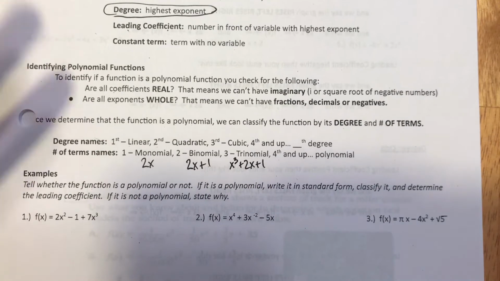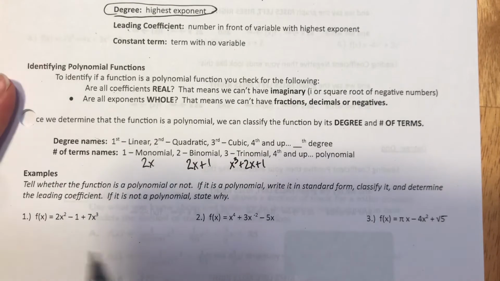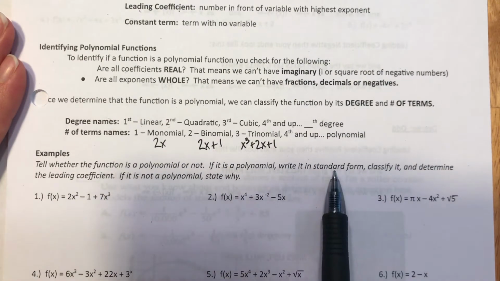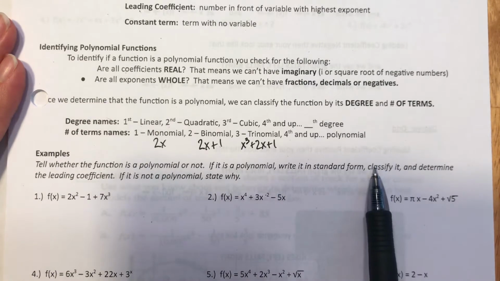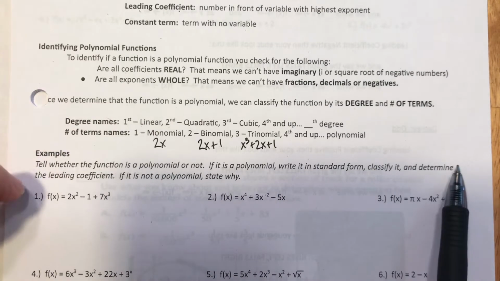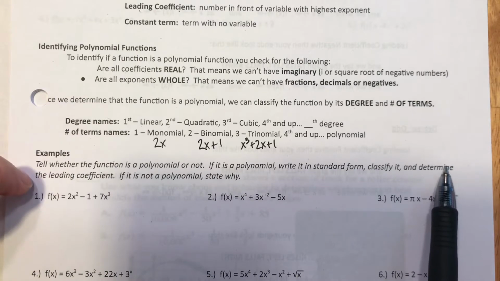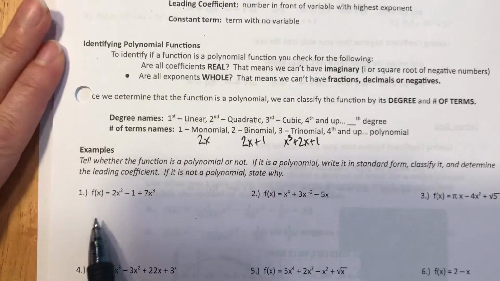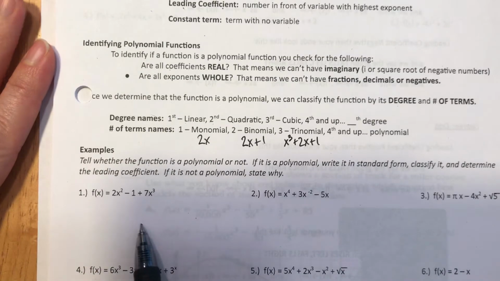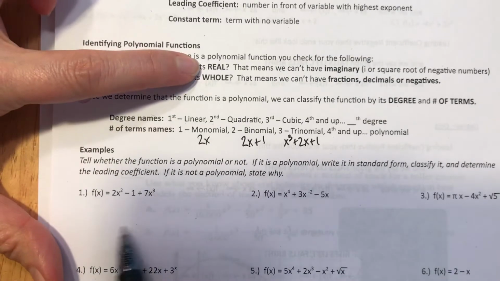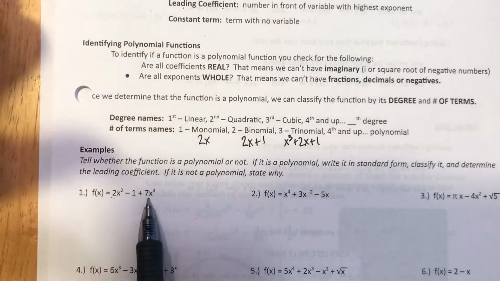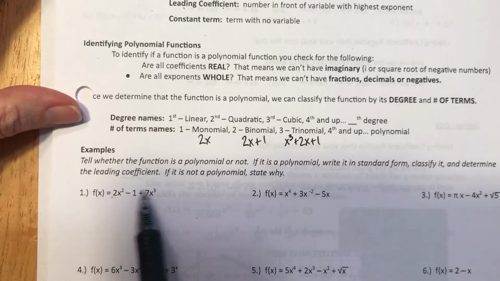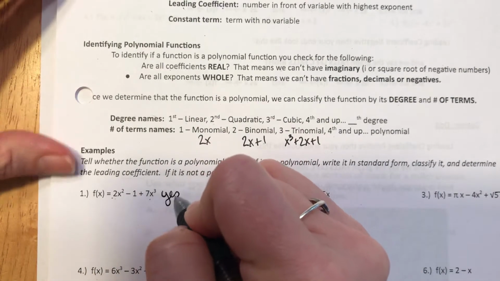All right, so let's do a couple of these guys. We want to first decide if it's a polynomial or not. If it's a polynomial, you're going to write it in standard form, classify it by its degree, and determine its leading coefficient. If it's not a polynomial, we just want you to explain why. So this first guy, is this a polynomial? Are all the coefficients real? Real number, real number, real number? Yes. Are all the exponents whole numbers? No fractions, decimals, negatives? Yes, yes. So yes, this is a polynomial.